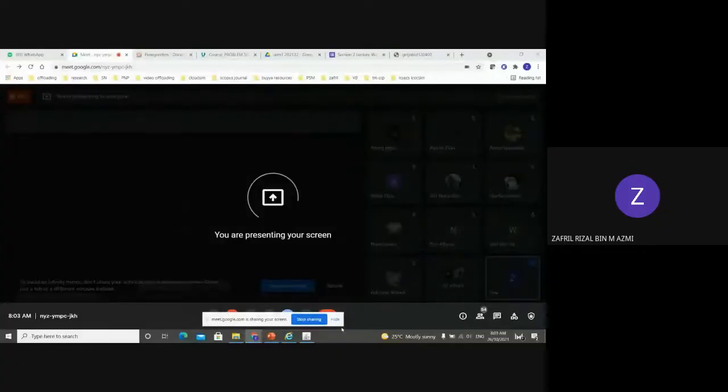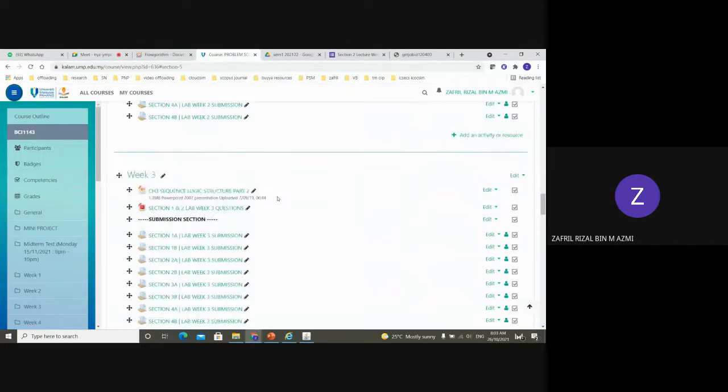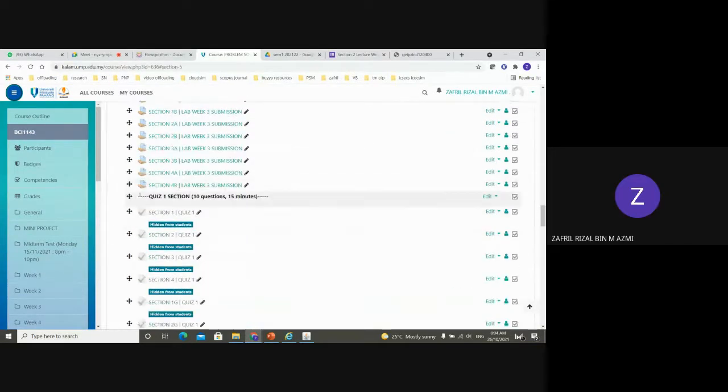I didn't share screen. Today we are going to continue with sequential logic structure. Ni tadi saya tunjuk sini tadi kan kat Kalam kan. This is week 3. Can you see my screen, class? Boleh nampak tak? Boleh. Okay. Week 3 ni quiz. Somewhere over here lah. So look at your section.